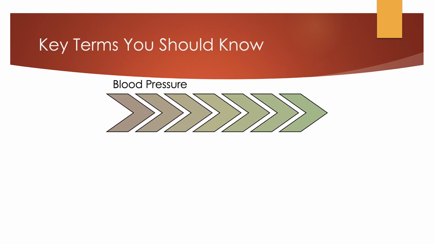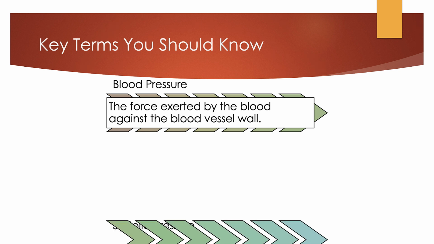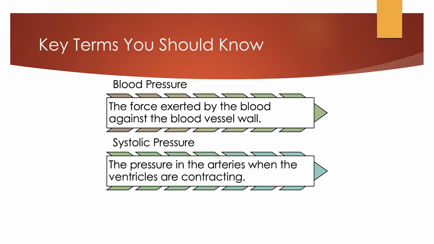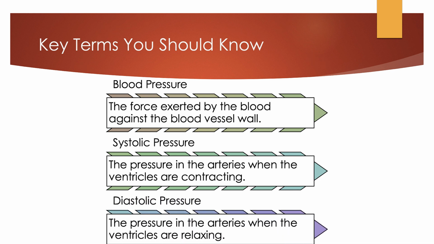Key terms you should know. Blood pressure: the force exerted by the blood against the blood vessel walls. Systolic pressure: the pressure in the arteries when the ventricles are contracting. Diastolic pressure: the pressure in the arteries when the ventricles are relaxing.